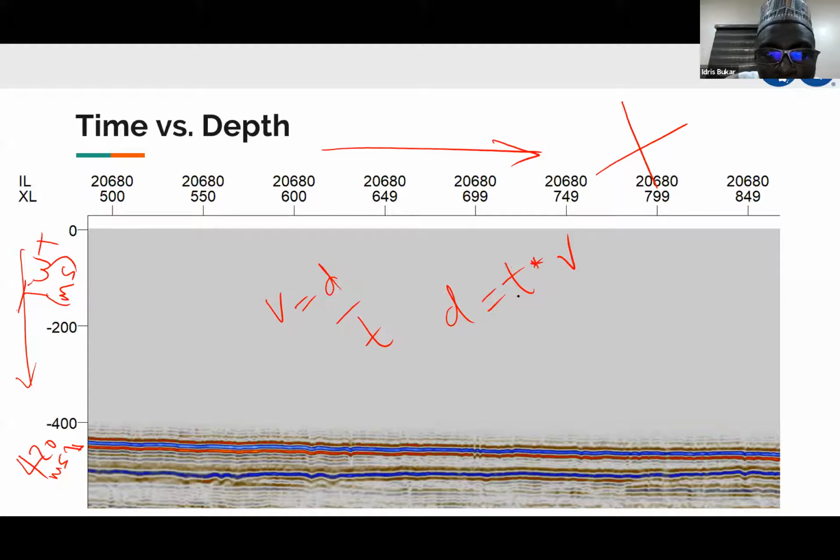Now, before we forget, this time here is two-way time, and it's in milliseconds. So that's 420 over 1,000, and that's the millisecond part taken care of. And we also divide it by 2. So 420 over 2,000, times velocity. We're going all metric here. Now the velocity of seawater should be around 1,500 meters per second.